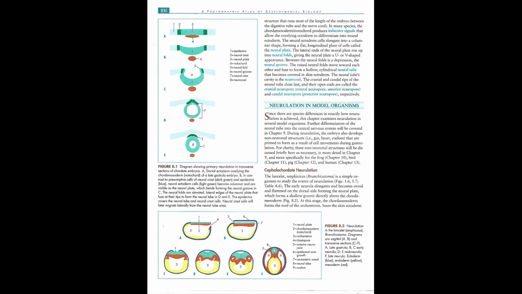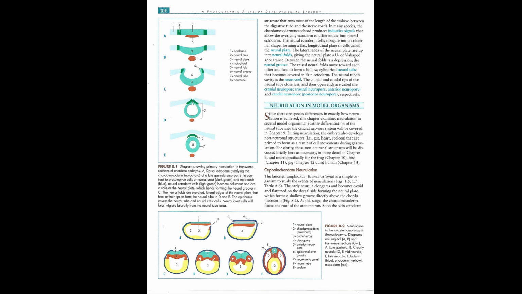The raised neural folds move toward each other and fuse to form a hollow, cylindrical neural tube that becomes covered in skin ectoderm. The neural tube's cavity is the neurocoel. The cranial and caudal tips of the neural tube close last, and their open ends are called the cranial neuropore, rostral neuropore, anterior neuropore, and caudal neuropore, posterior neuropore, respectively.